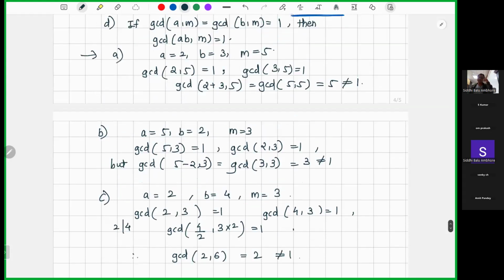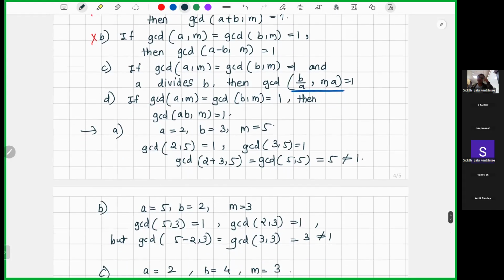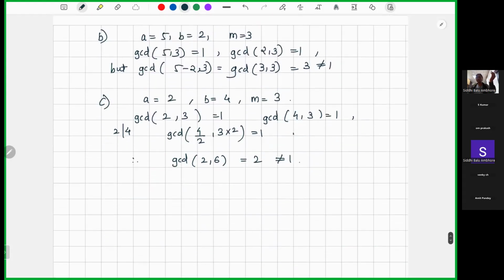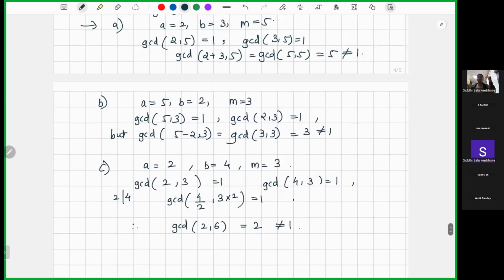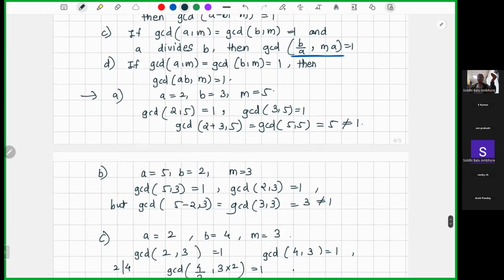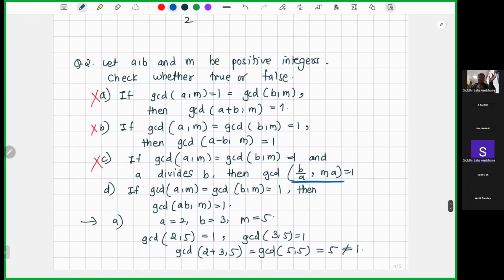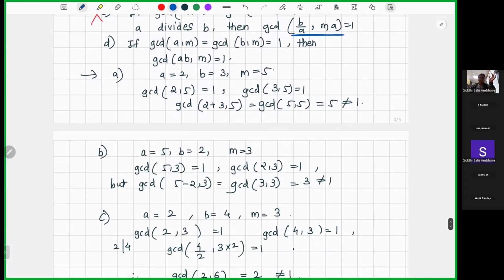We can choose examples where this actually holds, but we want to check whether the statement is true or false. So even if there is one example where the statement doesn't hold, it's false for us. So now we have to check the last statement. Is this true?